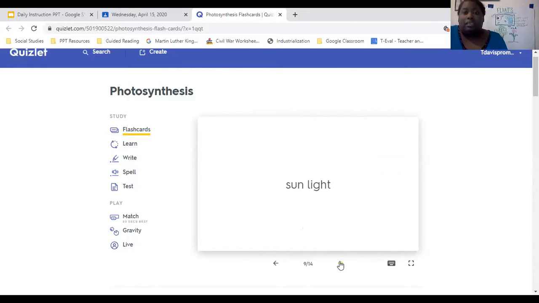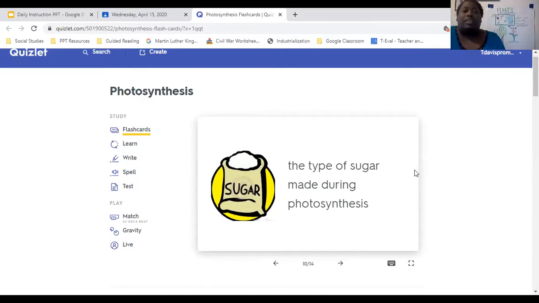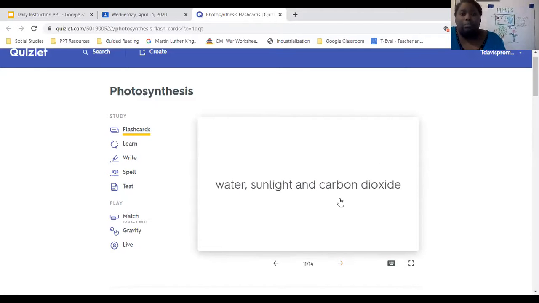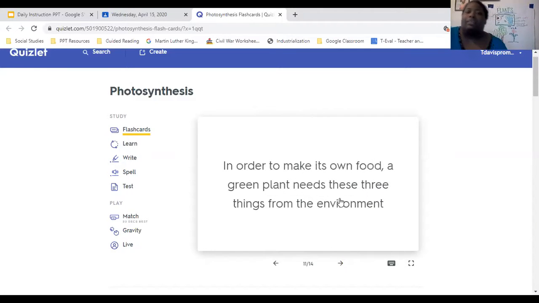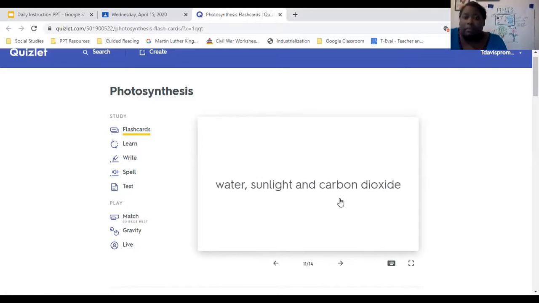Glucose, again, is the type of simple sugar that is made during photosynthesis. Water, sunlight, and carbon dioxide. In order for a plant to make its own food, it needs these three things from the environment. And again, that's the water, the sunlight, and the carbon dioxide.